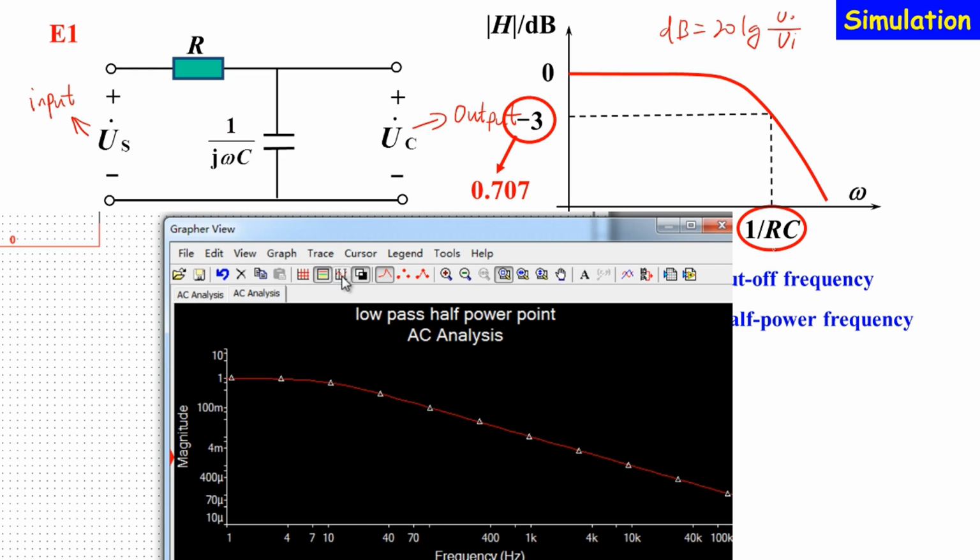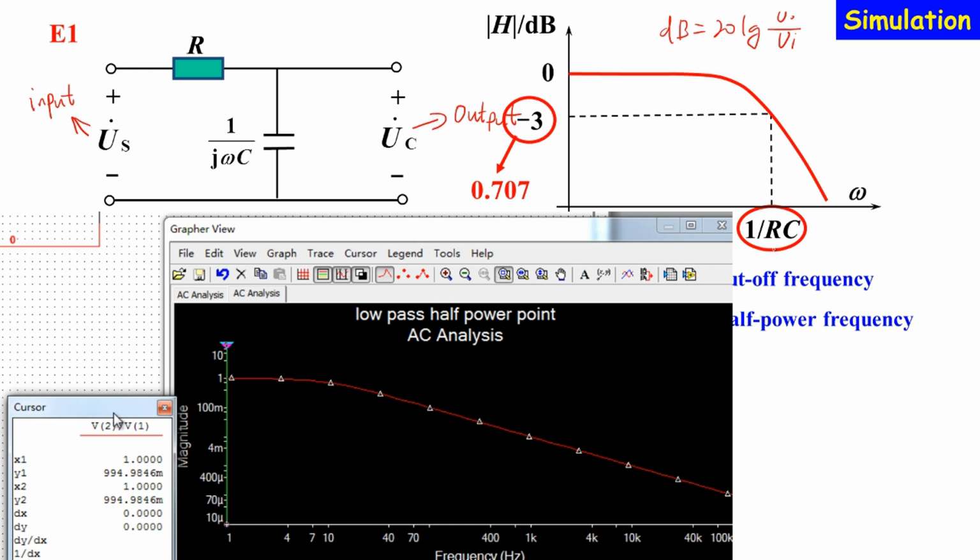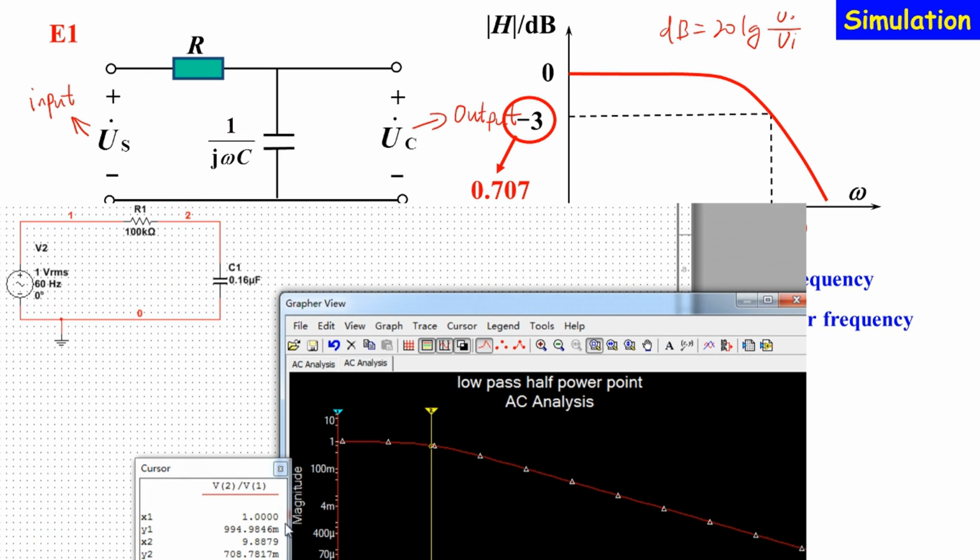In the AF characteristic, we drag the cursor to the vertical axis of 707 milli. The corresponding frequency is 9.88 Hz. Here the resistance is 100 k ohms. The capacitance is 0.16 microfarad. You can verify that the frequency is the same.